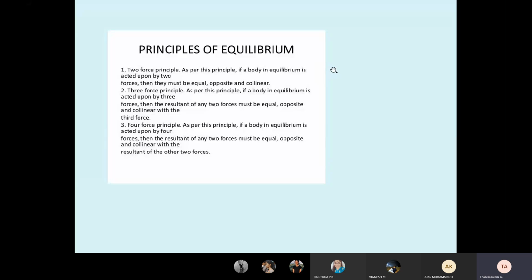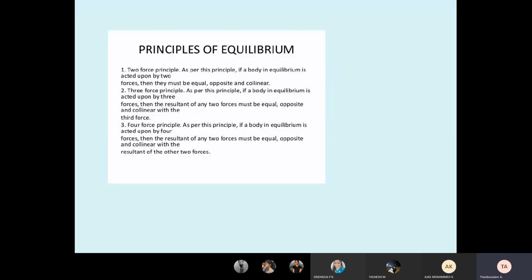Asaj, can you read the statement? Principles of equilibrium. Two force principle. As per the principle, if a body in equilibrium is acted upon by two forces, then they must be equal, opposite, and collinear.